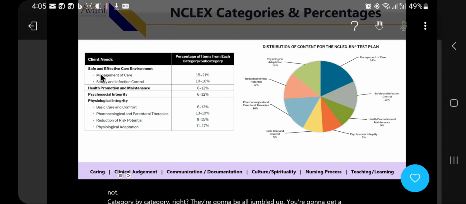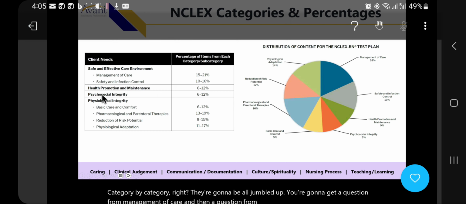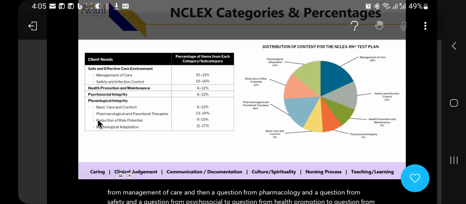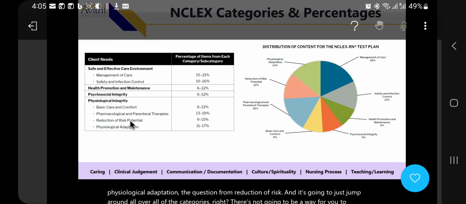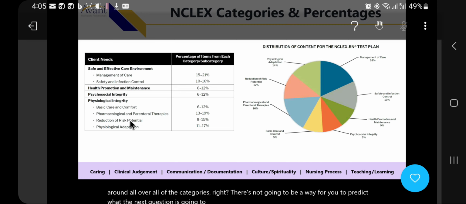You're going to get a question from management of care, and then a question from pharmacology, and a question from safety, and a question from psychosocial, and a question from health promotion, a question from physiological adaptation, a question from reduction of risk, and it's going to just jump around all over all of the categories, right? There's not going to be a way for you to predict what the next question is going to be about, okay?